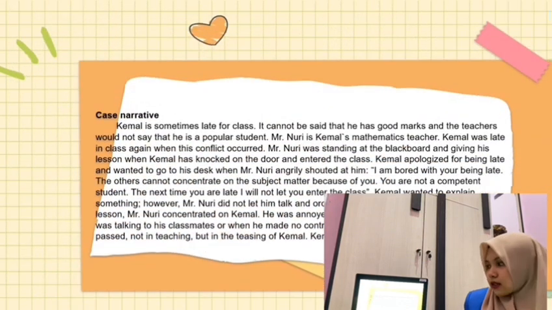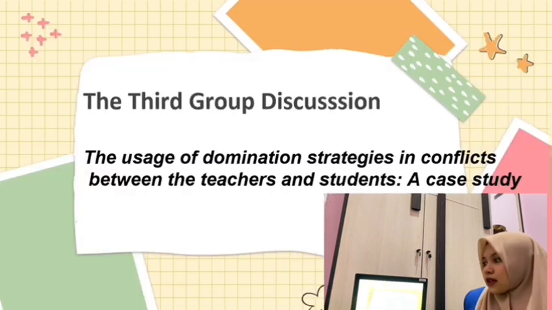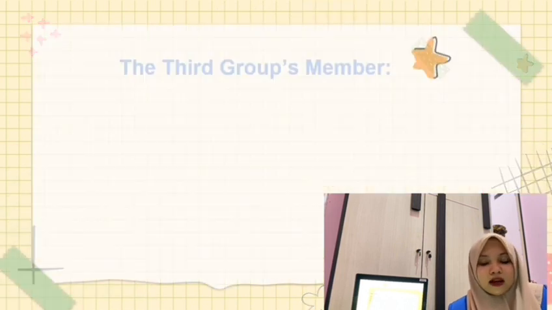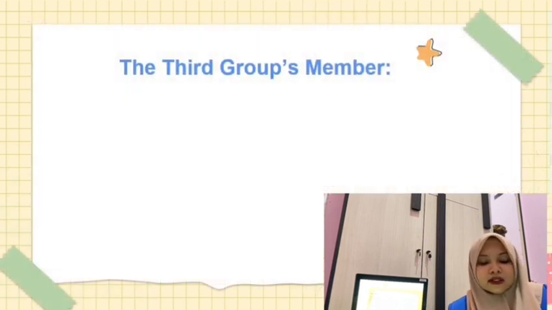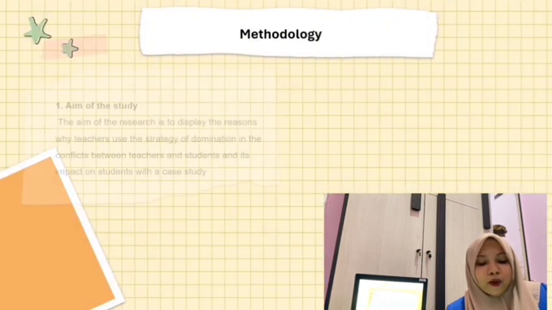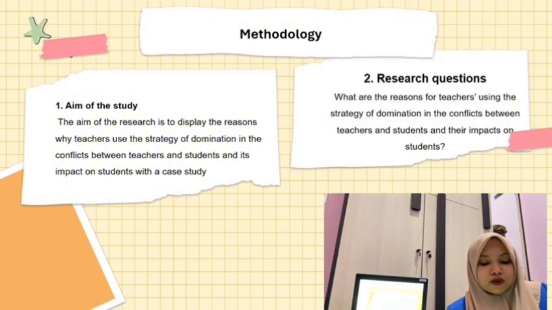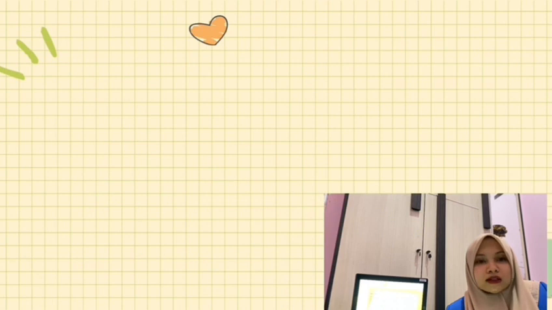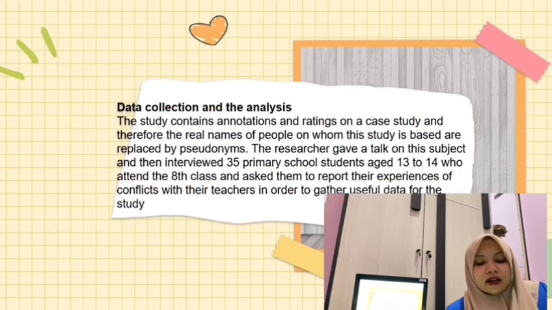Okay, next. Case narrative. In this, Kemal is sometimes late for class. It cannot be said that he has good marks, and the teacher would not say that he is a popular student. Mr. Nuri is Kemal's mathematics teacher. Kemal was late in a class again when this conflict occurred.